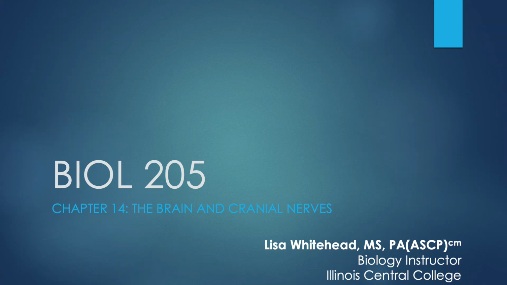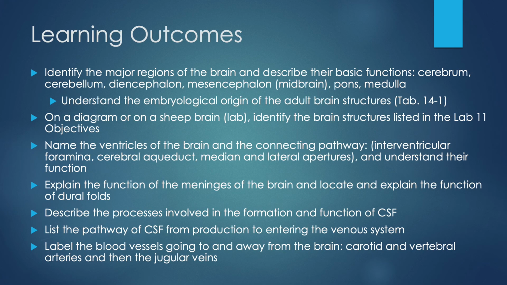This is Lisa Whitehead, and we are studying the brain and cranial nerves, which is in the course of Biology 205, Anatomy and Physiology 1 at Illinois Central College. Today's lecture includes the following learning outcomes: to identify the major regions of the brain and describe their basic functions. This includes the cerebrum, cerebellum, diencephalon, mesencephalon, or midbrain, the pons, and the medulla. Also, to understand the embryological origin of the adult brain structures as shown in Table 14.1.